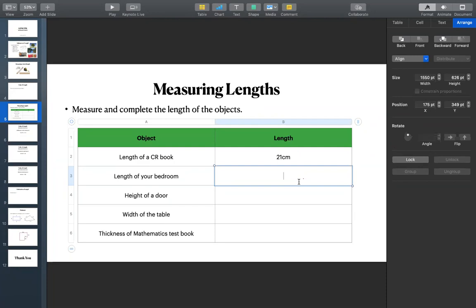Punsara? What about the length of your bedroom? You better measure in meters and centimeters both. Punsara? You are not there?